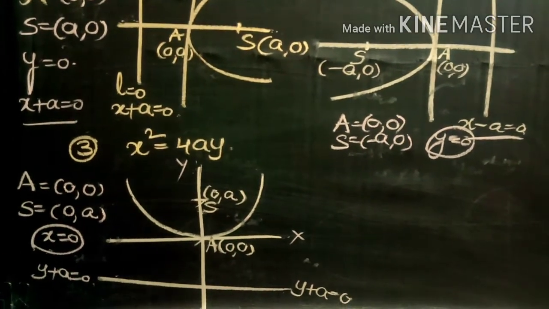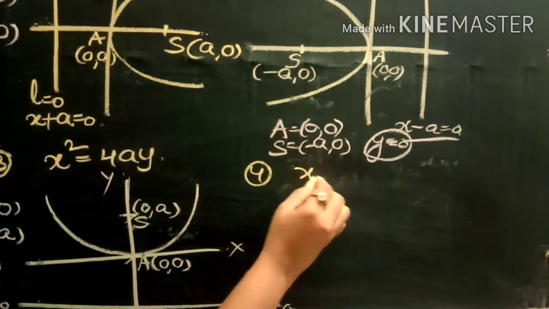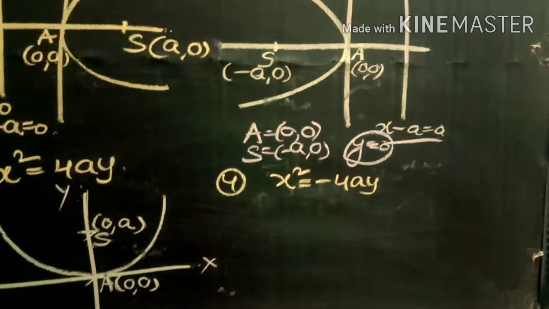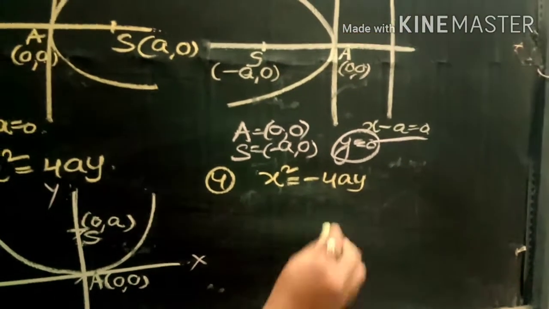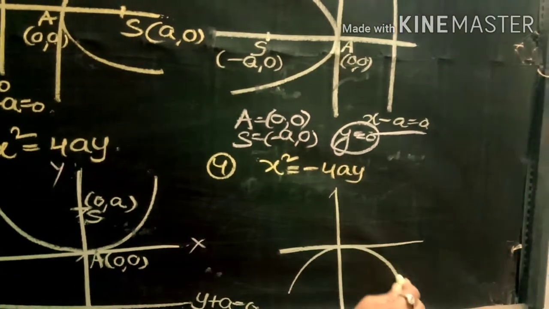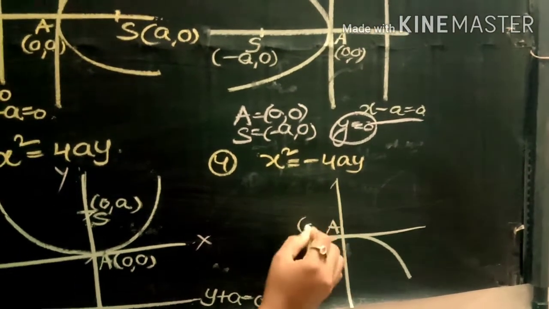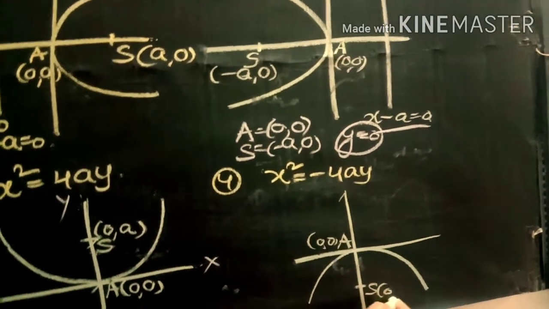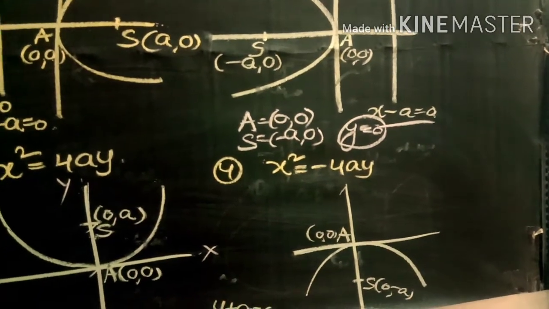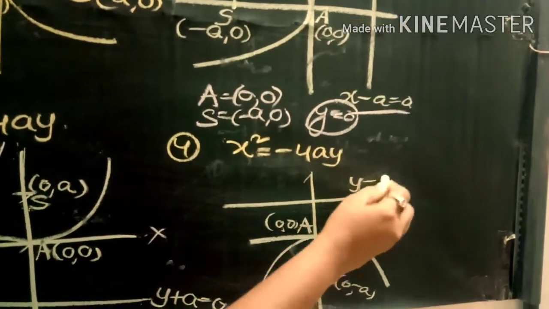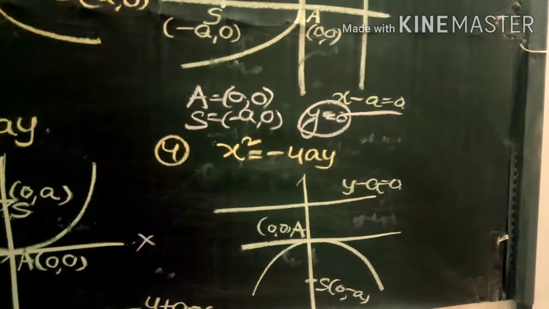Now this is the third form, and these are all the formulas related to the third form. Now coming to the fourth form, this is x square is equal to minus 4ay. Now the graphical representation is: this is the parabola, vertex A with coordinates 0 comma 0, and the focus S has coordinates 0 comma minus a, and the equation of the directrix is y minus a is equal to 0.